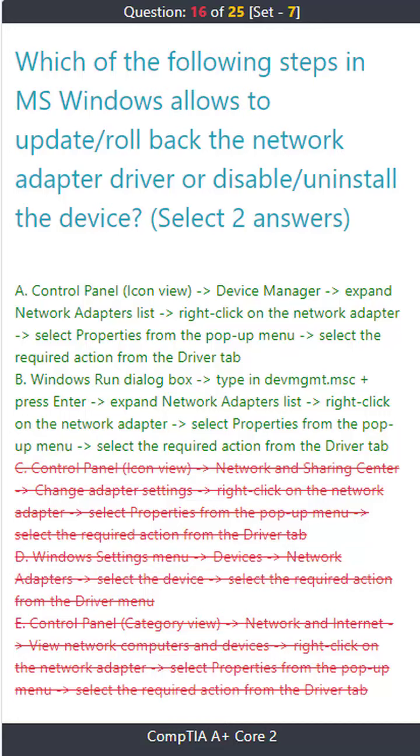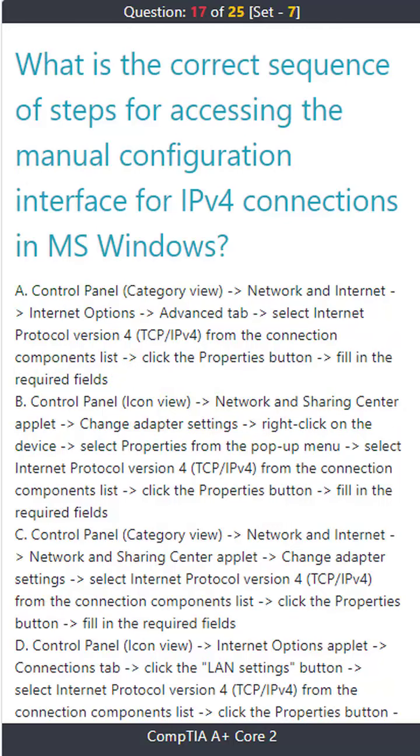Question 17. What is the correct sequence of steps for accessing the manual configuration interface for IPv4 connections in MS Windows? A. Control Panel, Category View, Network and Internet Options, Advanced tab, select Internet Protocol version 4, TCP/IPv4, from the Connection Components list, click the Properties button, fill in the required fields.